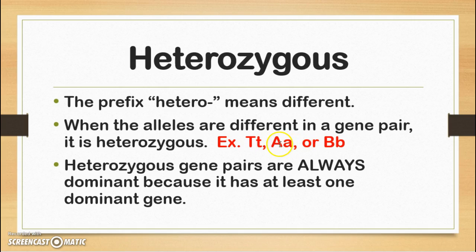Now this is the same thing as in math. In this case, I always write the capital first, but if you have a capital and a lowercase, or if you have a lowercase and a capital, it's going to mean the same exact thing, because you have the dominant, and the dominant is going to overshadow or overpower the recessive, but that's heterozygous. Heterozygous gene pairs are always dominant because it has at least one dominant gene.